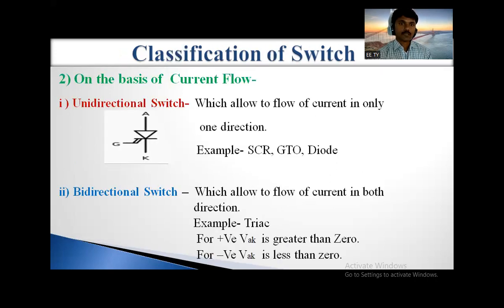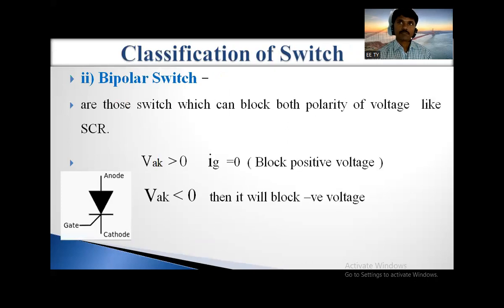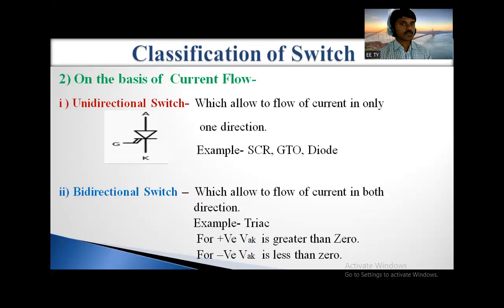Okay. So the switches have been classified into two types on the basis of voltage blocking capabilities: unipolar and bipolar switches. Here I have given the examples. What is the example for the unipolar switch? What is the example for the bipolar switch? Thyristor.